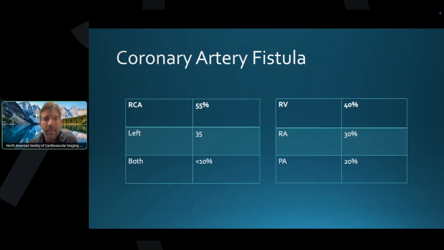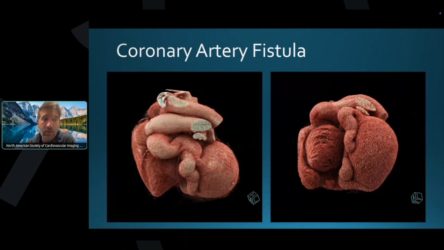Here's what the literature says. Most commonly from the RCA. You can also have fistulas from the left coronary artery or both. Less than 10% will have from both systems. And at least the literature says that most commonly they drain to the RV, RA, and then PA. As I said, in my experience, and I've seen dozens and dozens of fistulas, most common to the PA and SVC. Here's a massive coronary fistula.